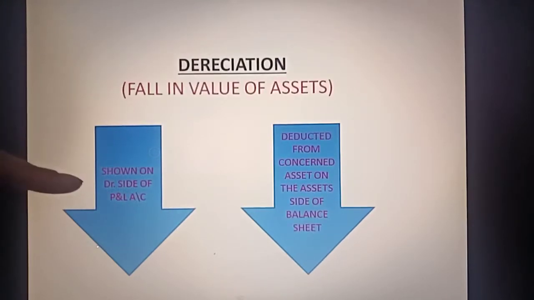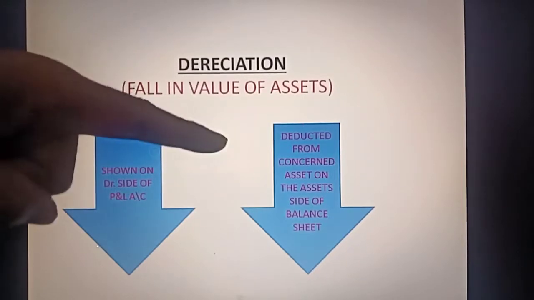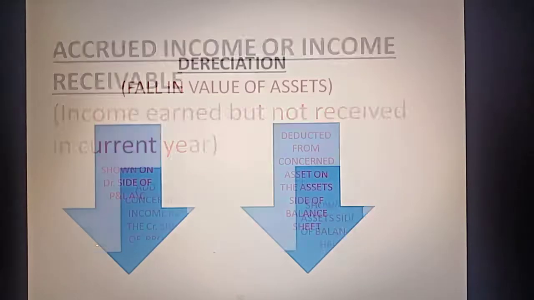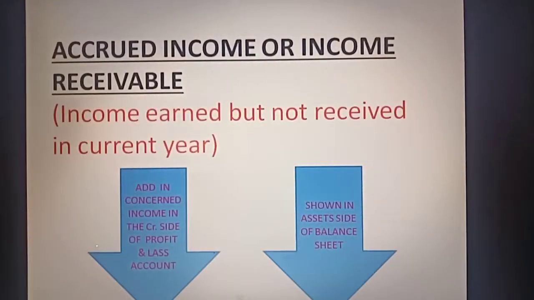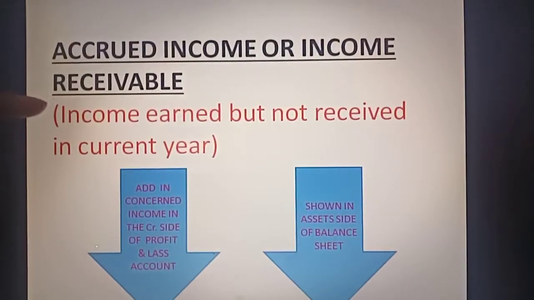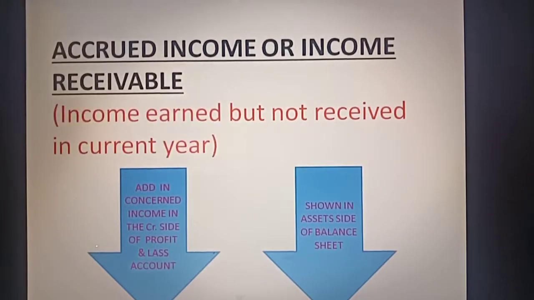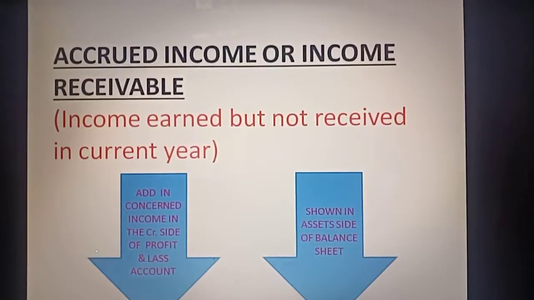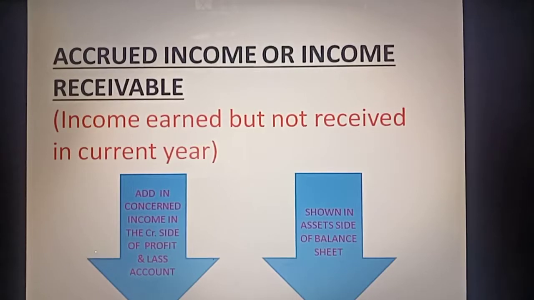Depreciation: shown in the debit side of profit and loss account and deducted from concerned assets on the asset side of balance sheet. And the last one, accrued income or income receivable, that is, add in the concerned income in the credit side of profit and loss account and shown in the asset side of balance sheet. These are the 5 adjustments. Now let us discuss all the remaining adjustments in the next video.